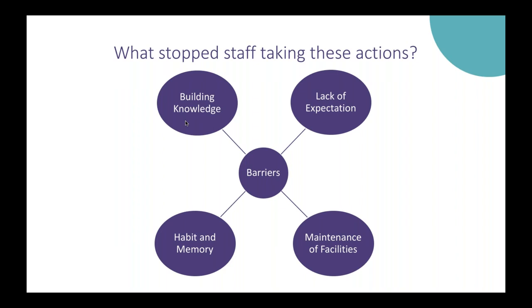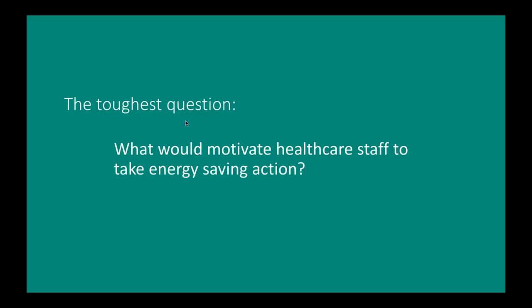There was also a lack of building knowledge. So people didn't always know where the switches were. People didn't know whether they could turn off equipment, which switch you were allowed to turn off, which you weren't. There was also an issue with some of the facilities, like the heating controls not working very well. So there were issues with the maintenance of the facilities as well. And also just the human habits around forgetting to do these things at the end of the day. So there was just an issue with habit and memory.